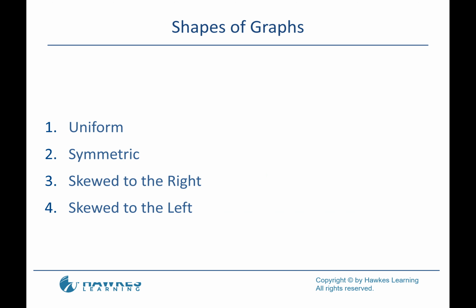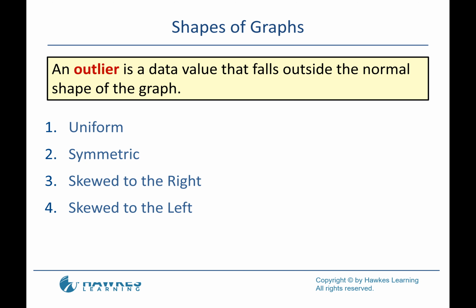Okay. So here we've got 4 basic categories, 4 basic shapes. And our goal is if we see a graph of some data, we want to be able to put it in one of these 4 categories, or say it's this shape or this shape or this shape or this shape. And before we can talk about those, we've got one more vocabulary term that is popping up now, and it'll pop up over and over and over again.